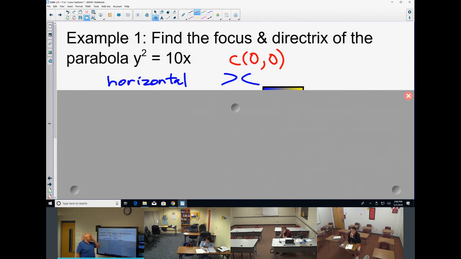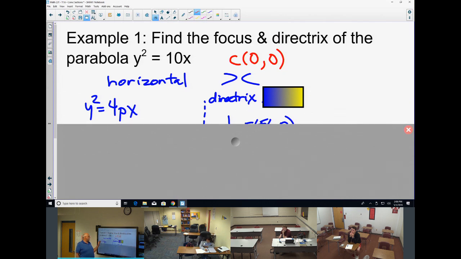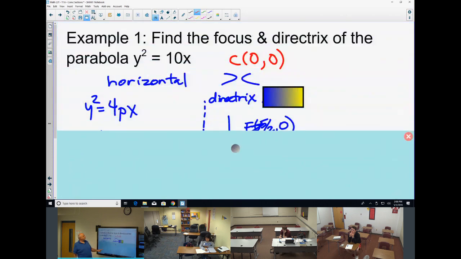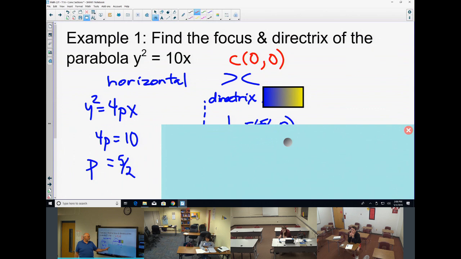All right, next. To get the p, the distance to the focus, you take whatever number is in front of the unsquared term and set that equal to 4p. Because this is the standard form that you wrote down at the bottom of the first column on your paper: y squared is 4px. So you take the 10 and set that equal to 4p and solve. So 4p is equal to 10, so p is equal to 5 halves.